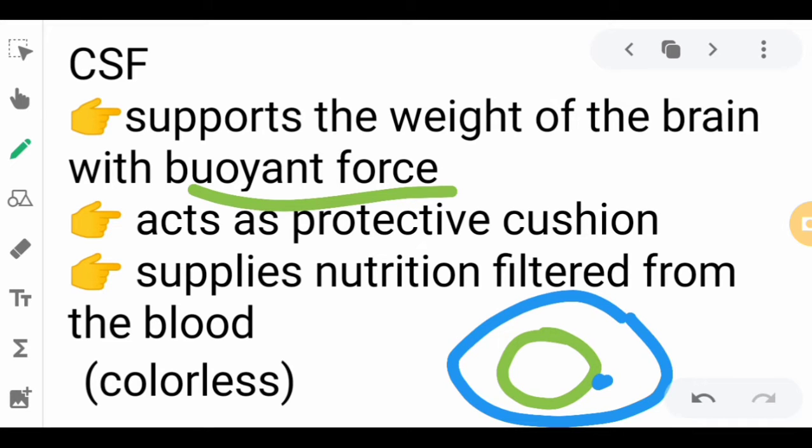So what's the purpose of CSF? It acts as a protective cushion for the brain, and it also supplies nutrition filtered from the blood. The color of the CSF is colorless. But there are instances when there is a problem with your CSF that it becomes yellowish, orange, or reddish, but the normal color is colorless.